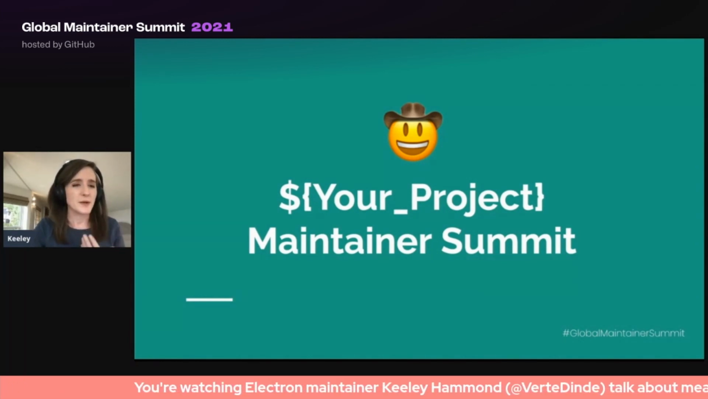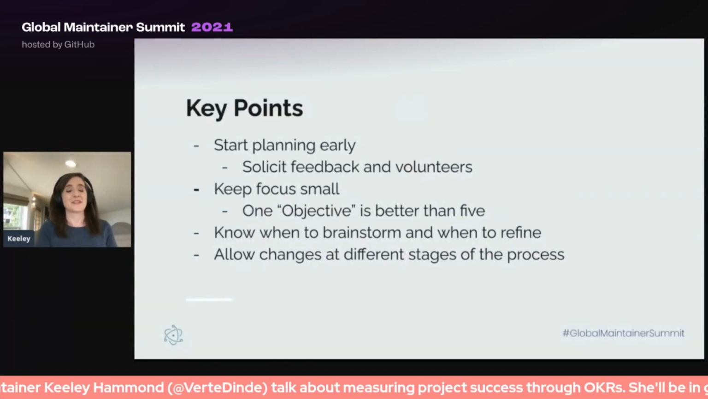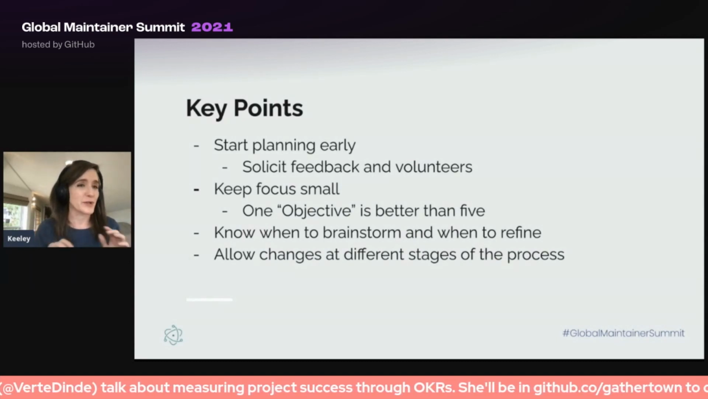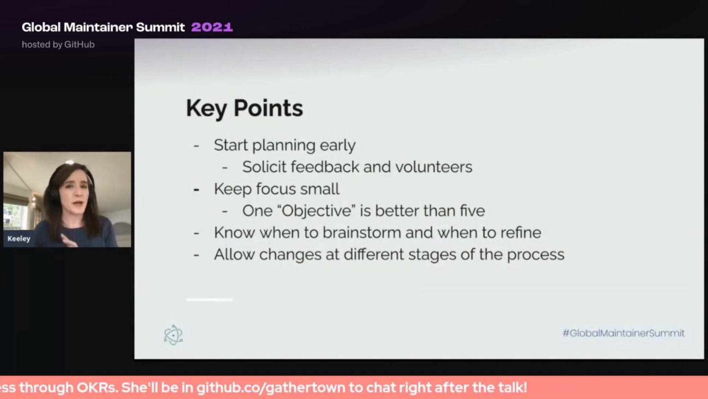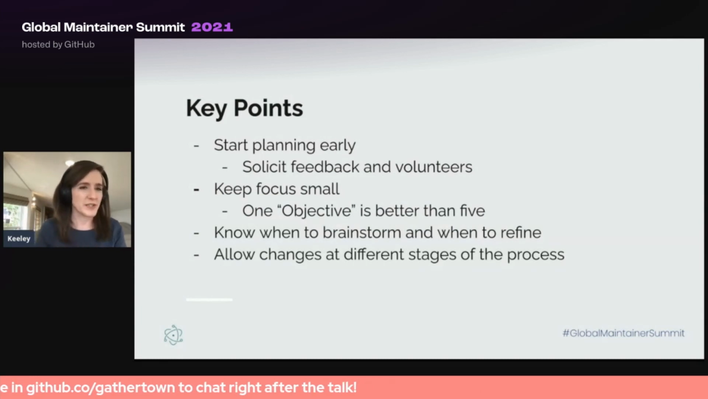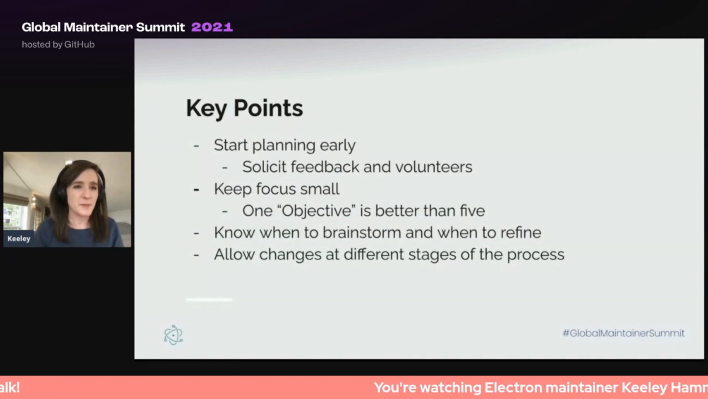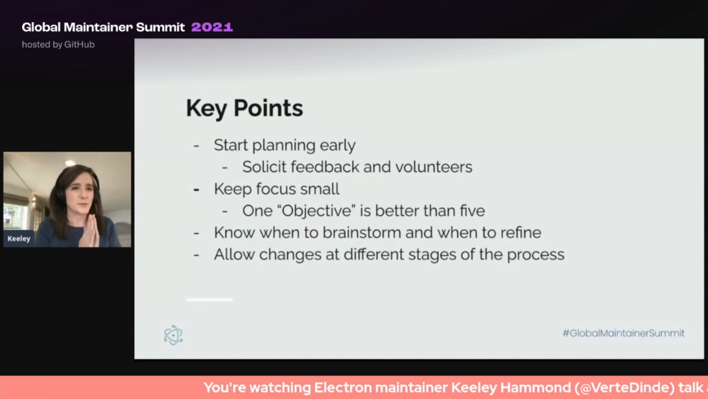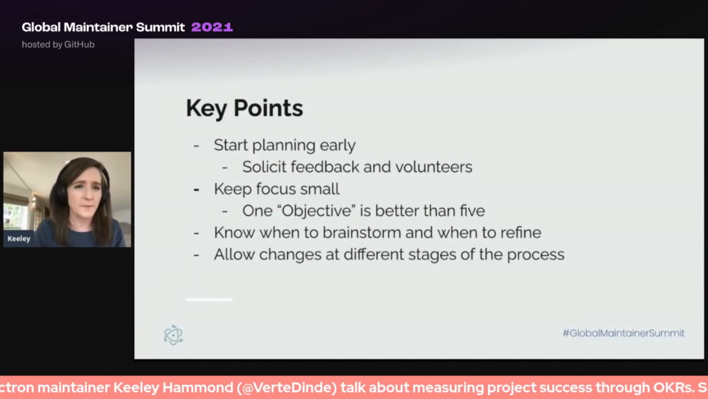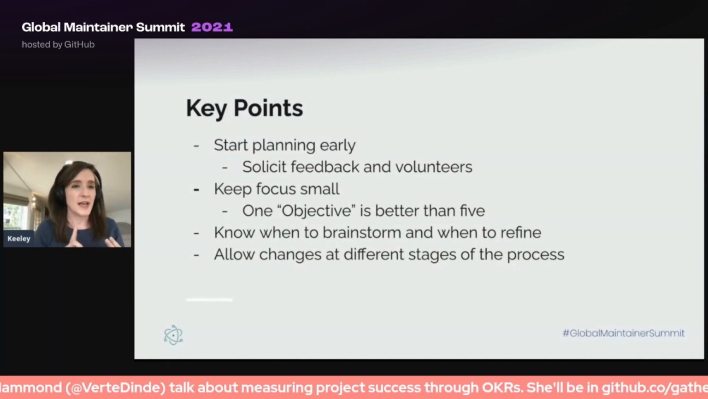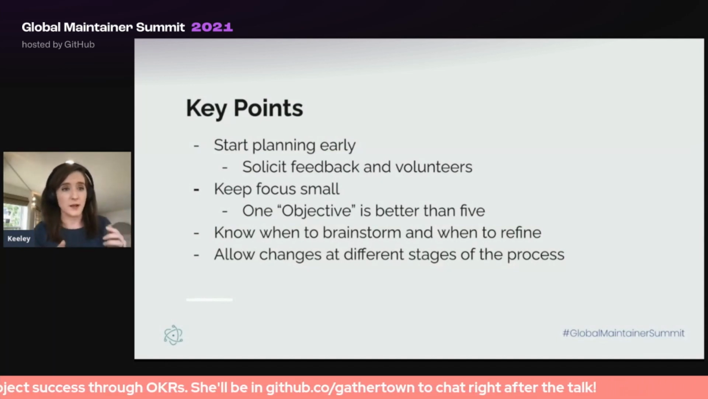But I think some of the key points that we've discovered in planning various summits over the years are to start planning early, especially if you have a lot of different maintainers and contributors across time zones and cities. It's good to start that process and find those dates as early as possible. It's also helpful to get feedback and rope in some volunteers as early as you can, just to make planning a bit more smooth. As you're going through the planning process, keeping focuses small is very helpful. It's better to have one objective that you execute on very well as opposed to five that you execute on in a scattershot way. Knowing when to brainstorm and when to actually take an idea, commit to it, and refine it is also huge. It'll keep you from spinning on one topic.